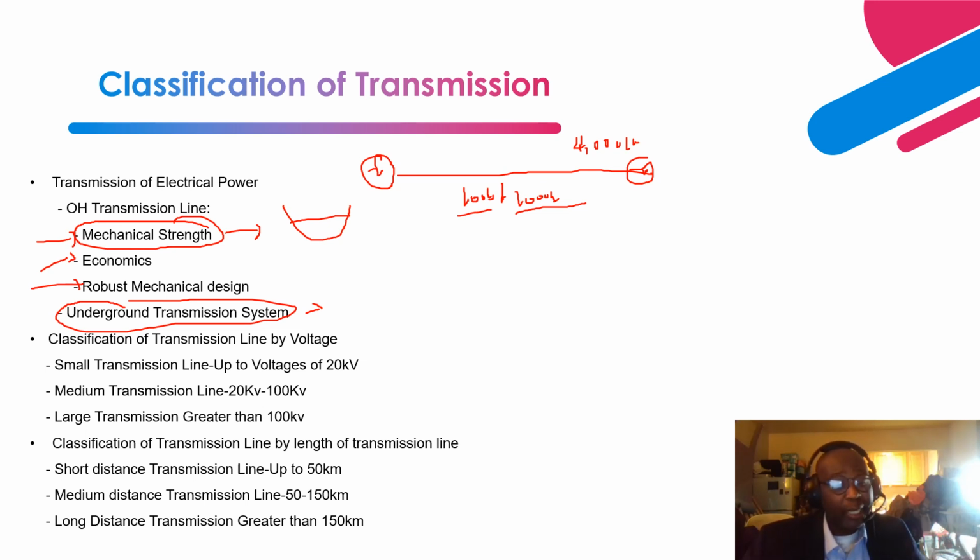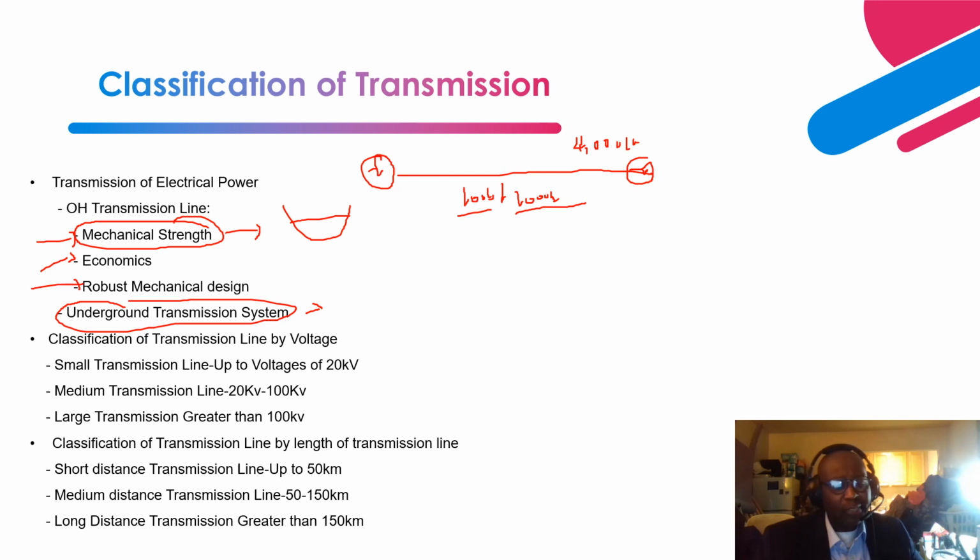Electrical transmission of power can be achieved by overhead line or underground transmission line. These are the two means. For an underground transmission system, most often than not, it is through a transmission cable.